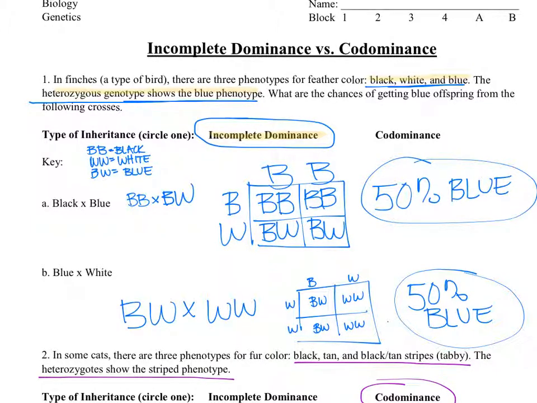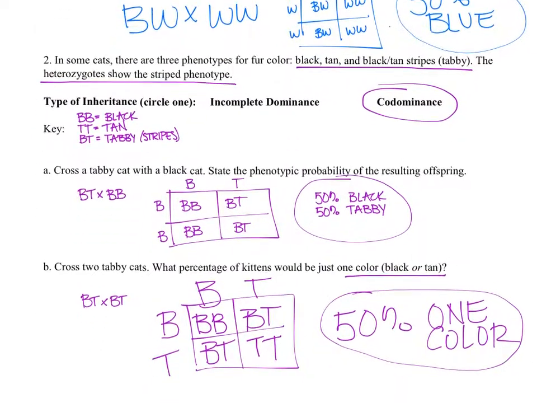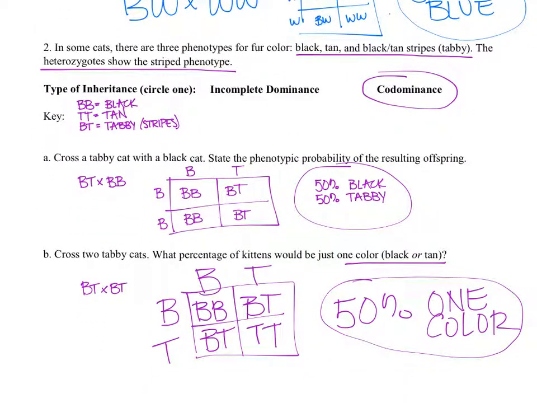If you take a look at number 2, it says, in some cats, there are three phenotypes for fur color: black, tan, and black and tan stripes, also known as tabby. The heterozygotes show the striped phenotype. Notice in that third phenotype, now we are seeing both, and there are stripes. That's why this is codominance. So again, we write out our key, all three genotypes, all three phenotypes, black, tan, and then the heterozygous is striped or tabby. Then you do your cross, a tabby with a black, and do your Punnett square.